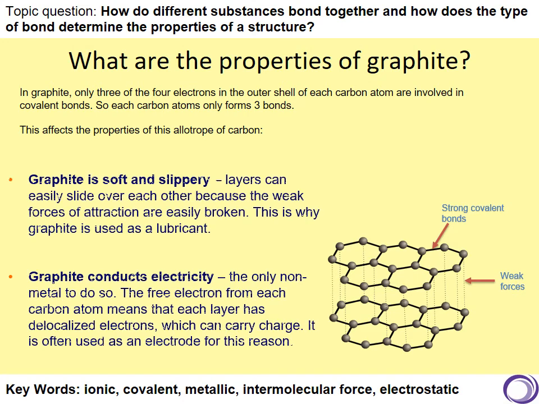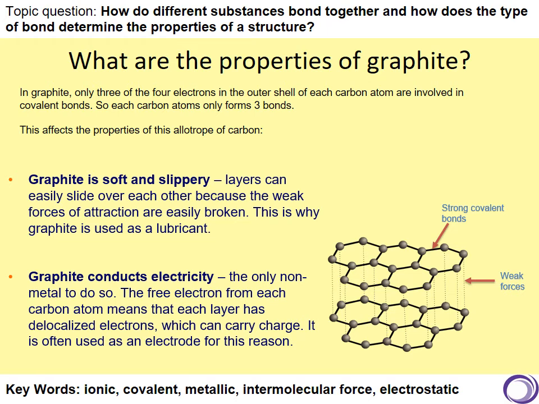So, graphite is soft and slippery. The layers slide over each other. This is why graphite is used as a lubricant. And graphite conducts electricity. It's the only non-metal to do so. So the free electron from each carbon atom means that each layer has delocalized electrons. These can carry a charge, and for this reason, in science experiments and in the laboratory, you will have often seen that graphite is used as an electrode.